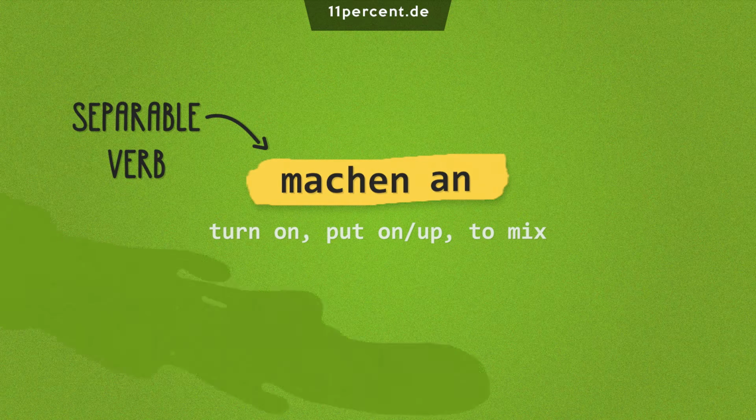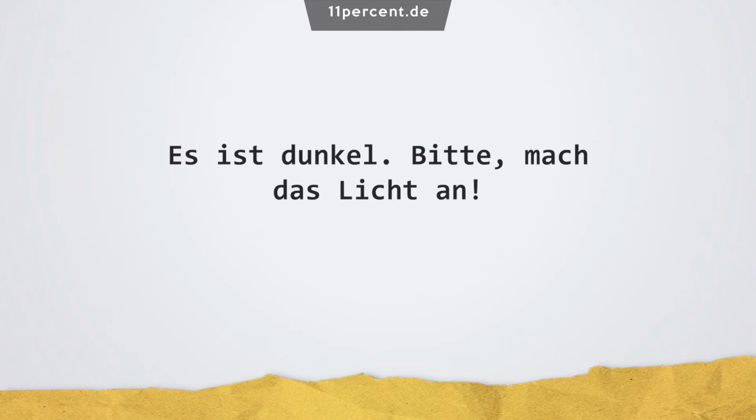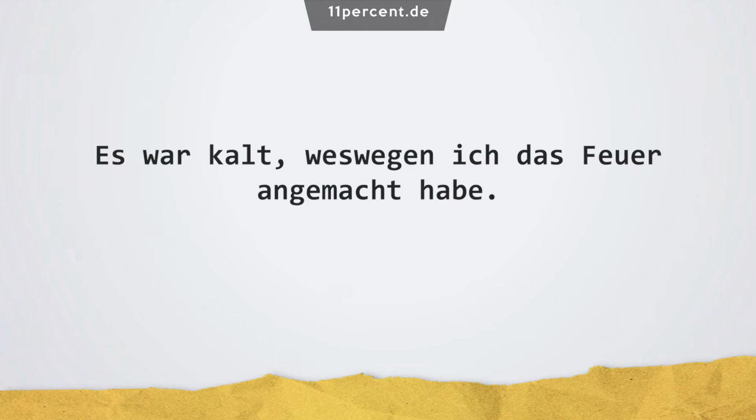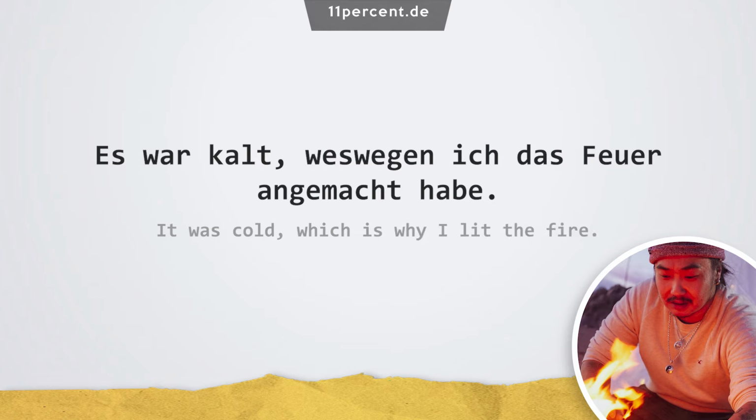Let's check out some examples. Es ist dunkel. Bitte mach das Licht an. It's dark. Please turn on the lights. Es war kalt, weswegen ich das Feuer angemacht habe. It was cold, which is why I lit the fire.